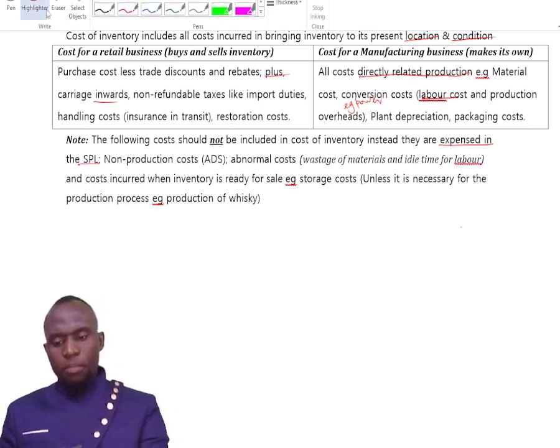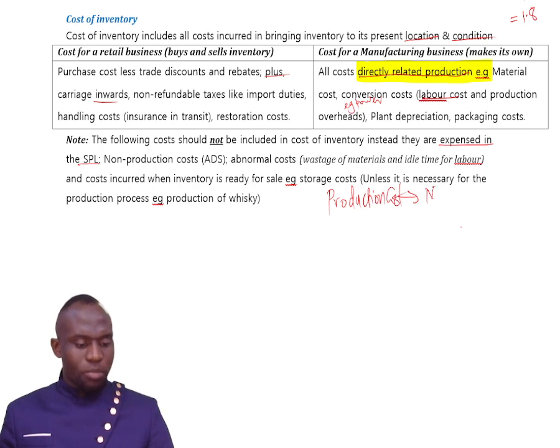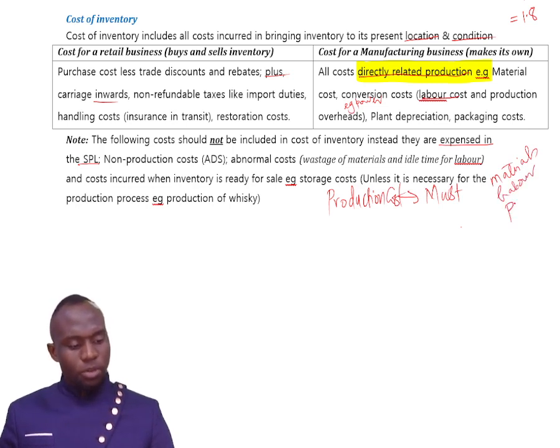For a manufacturing company, we've said cost includes all costs that are directly related to production. Now, what are production costs? Production costs are costs that must be incurred in order for production to take place. So this is a must for production. For example, we need materials, we need labor, and we need production overheads, e.g. power. If we don't have those, we can't produce.